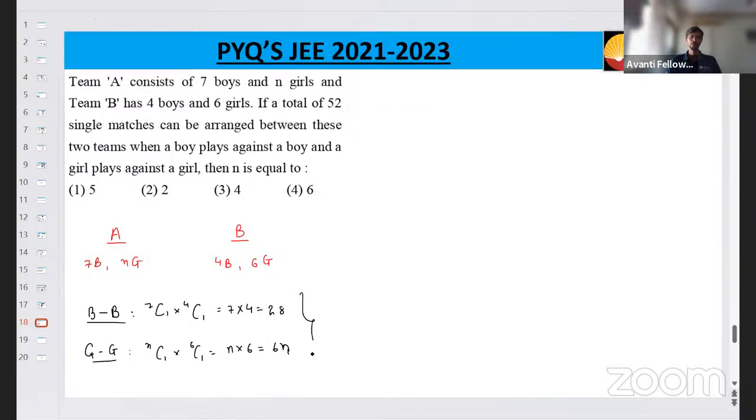Now, total number of matches will be 28 plus 6n, which is given as 52. So 6n is 24. So n is basically 4. So my option is option number 3, right? Just a second, guys. I'll come.